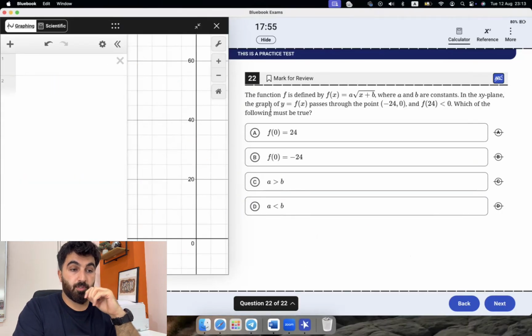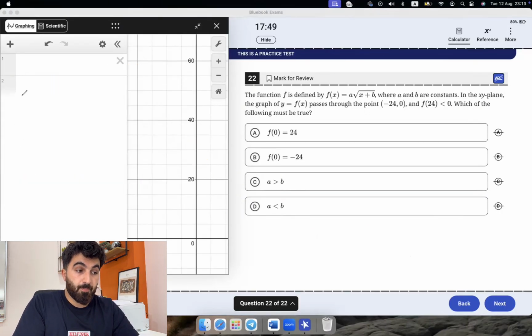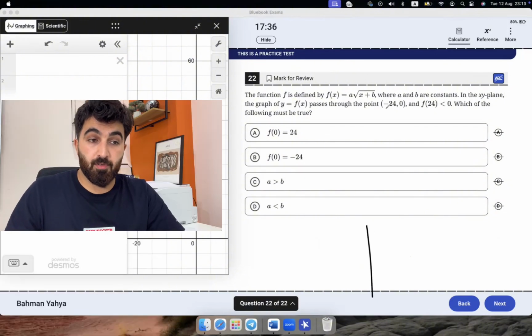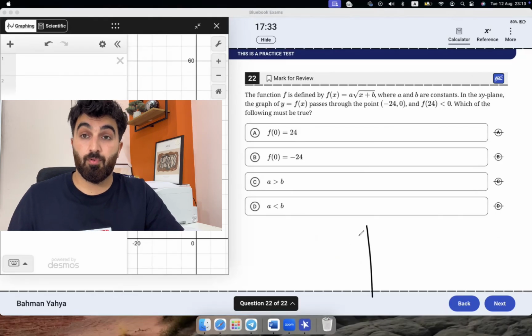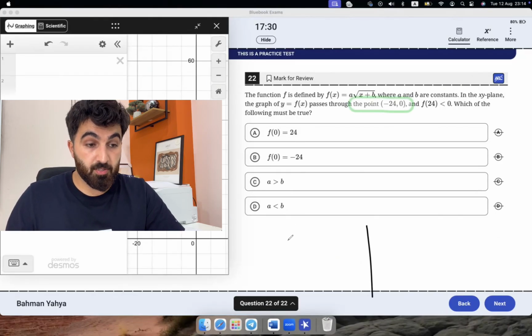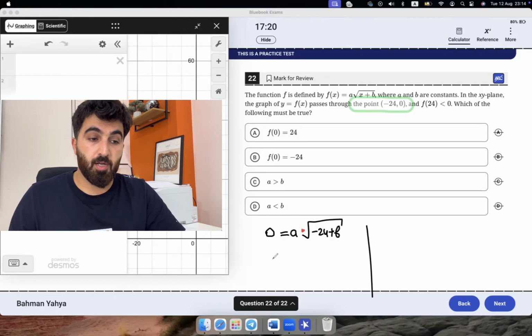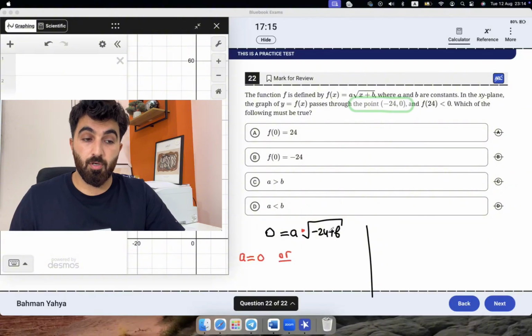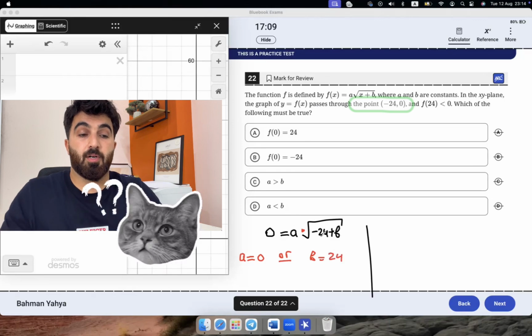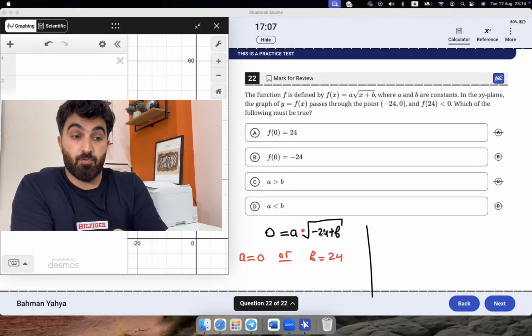We go to one last question. Which of the following must be true? Look guys, let's check both of them. First, let's check this one. When x is negative 24, y is 0. When y, f of x, is 0, x is negative 24 plus b. Look, if the product is 0, a multiplied by the root of something, it means either a is 0 or this one is 0. If that one is 0, it means b is equal to 24. But I'm not sure if a is 0 or b is 24. Maybe both of them are true.